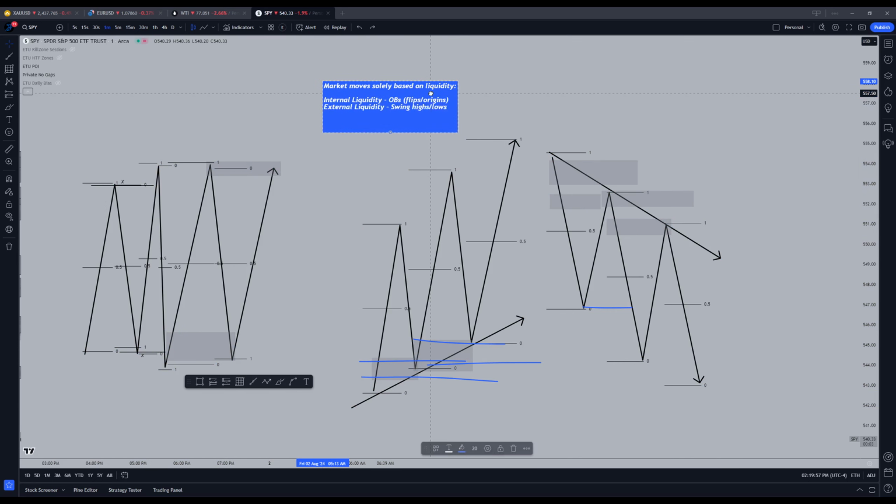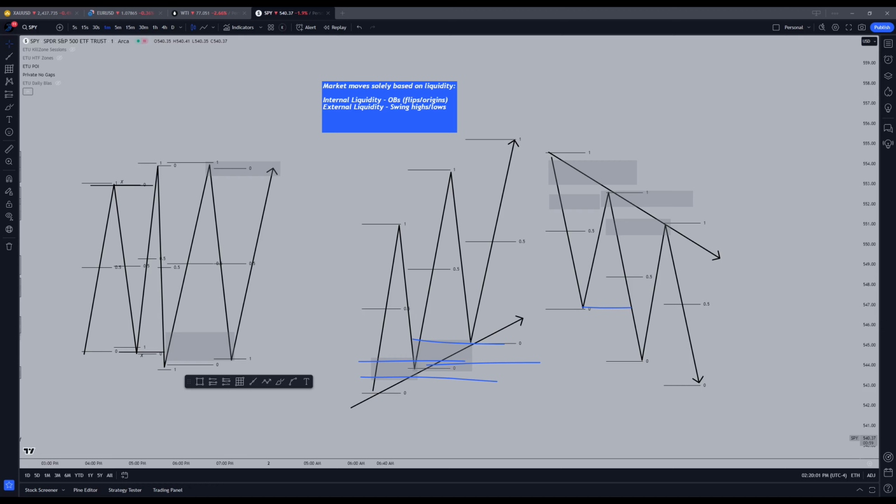So that's basically it for this video. I just wanted to go over the logic behind what causes the market to move, why the market moves. Now you guys should know it just moves based on liquidity, and this is also how you draw your ranges, so you can be drawing your POIs within discount and premium of these ranges, whether price is trending or consolidating.